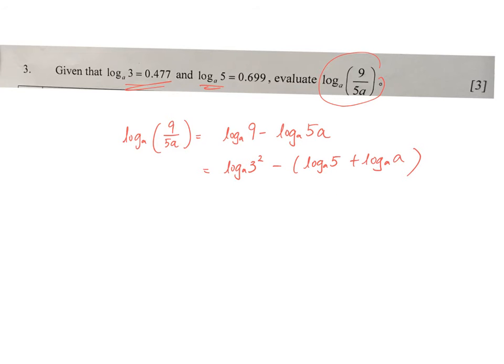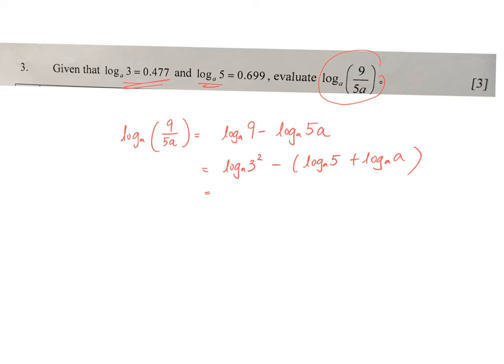So it's in fact equal to, by the power law, I can bring the 2 in front. Remember that log_a b to the power r is the same as r log_a b. So this is the power law, I'm utilizing the power law of logarithms. So this is just 2 log_a 3 minus (log_a 5 plus log_a a).